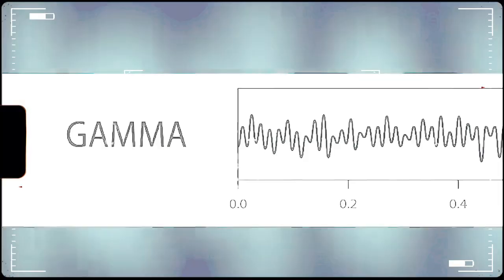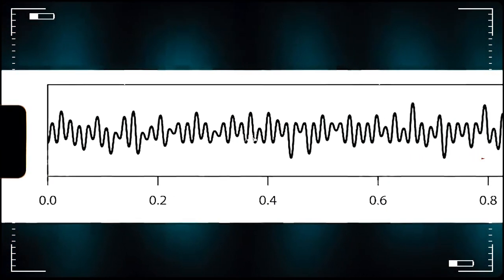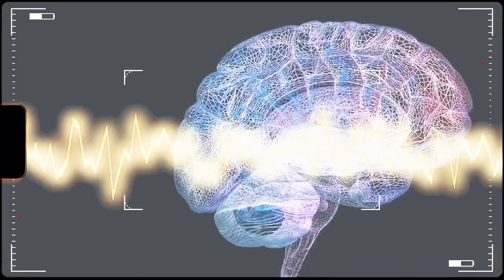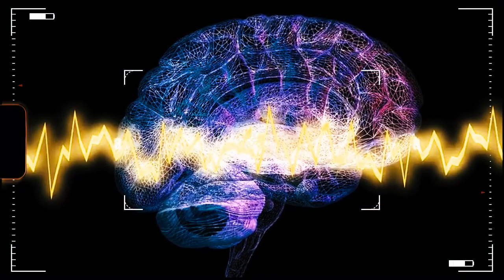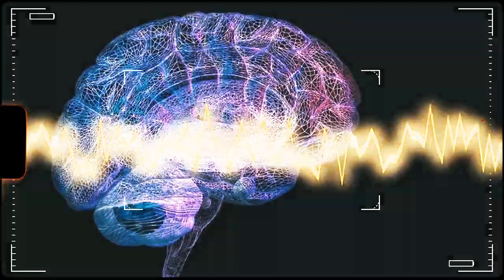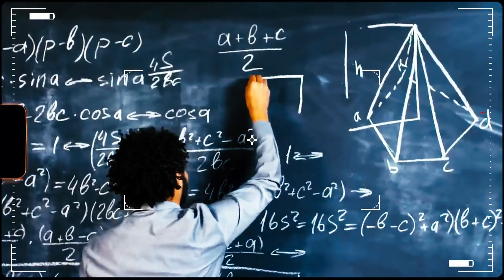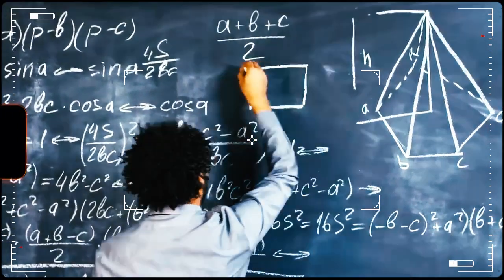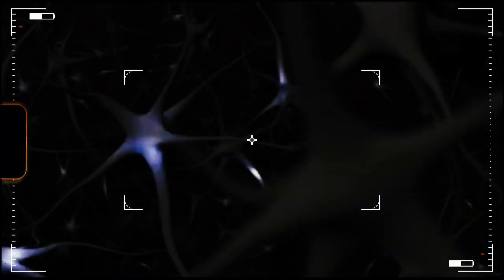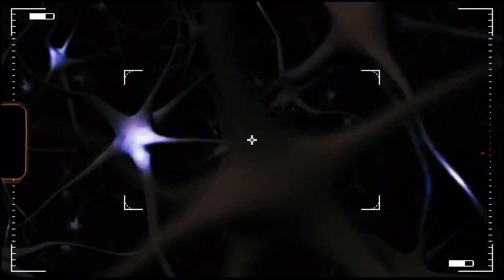Gamma waves have a frequency of 25 to 140 Hz. They have the highest frequency rate. Our brain produces gamma waves when we are very active or while performing complex activities. People who are very intelligent have some of the highest gamma waves.